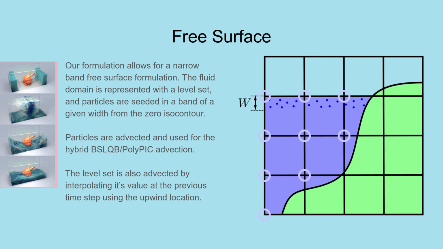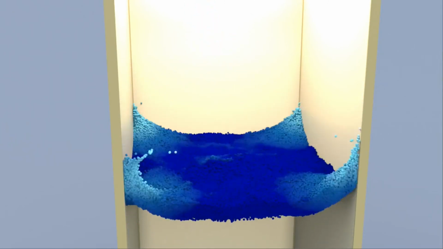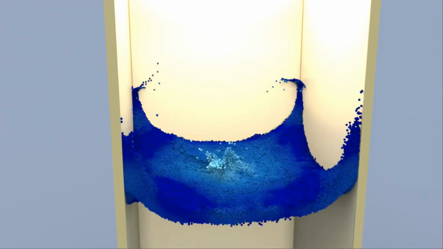Our formulation also allows for a narrow band free surface formulation. The fluid domain we represent with a level set, and particles are seeded in a band of a given width w from the zero isocontour, as shown in the figure on the right. Particles are advected and used for the hybrid BSLQB/PolyPIC advection. The level set is also advected by interpolating its value at the previous time step using the upwind location. We demonstrate this with a 3D particle render of a drop falling into a pool.